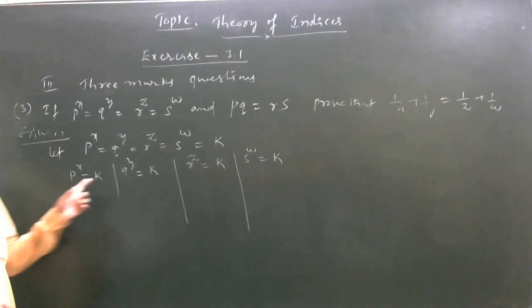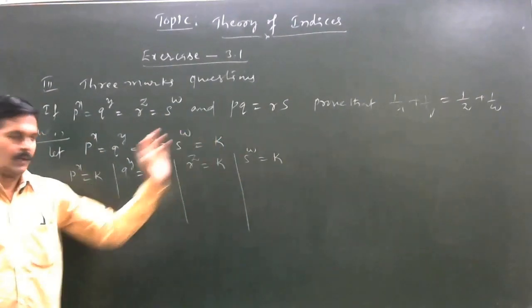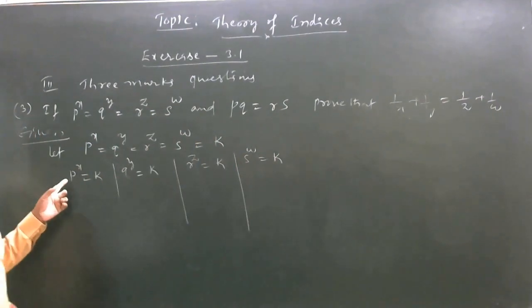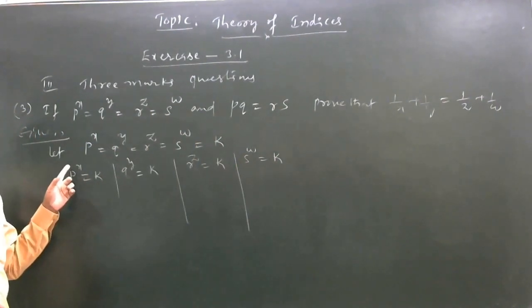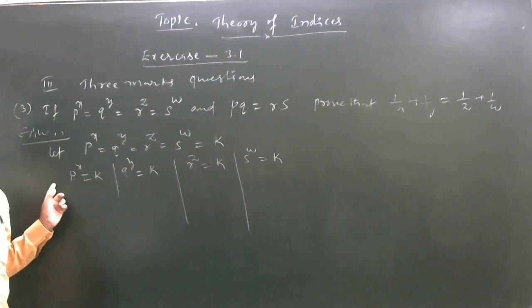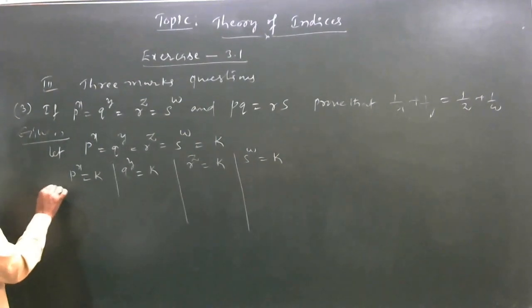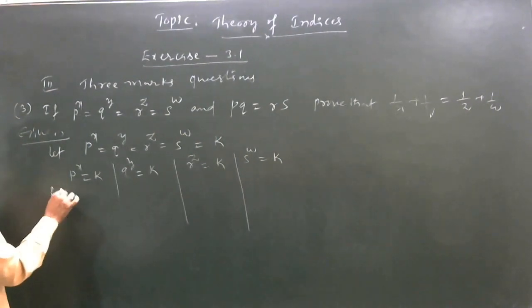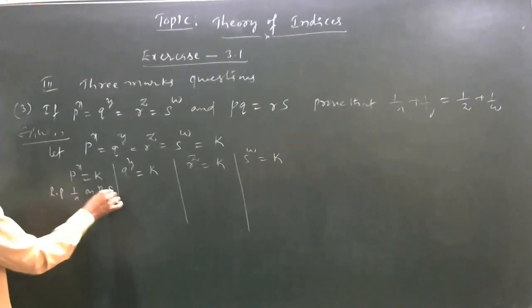Here find the p value, q value, r value and s value. First find the p value. What is the power of p? The power of p is x. To remove the x, here we raise to the power 1 by x on both sides. RP means raising to the power 1 by x on both sides.